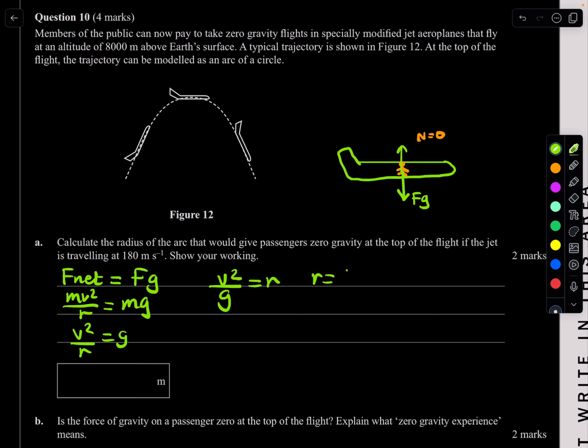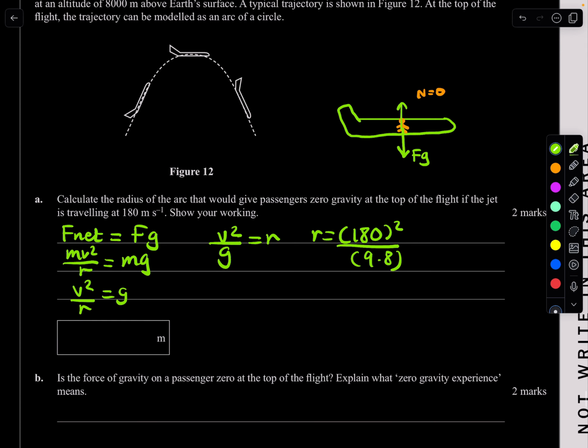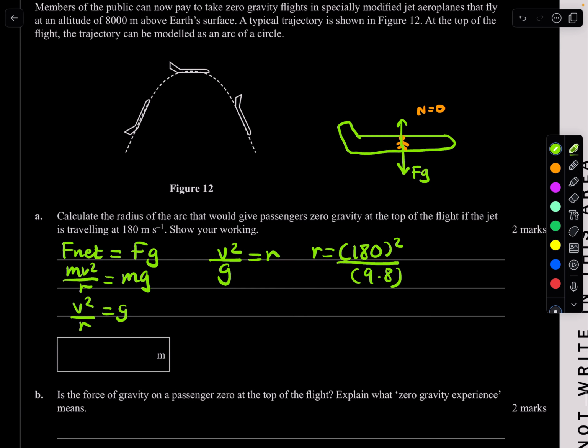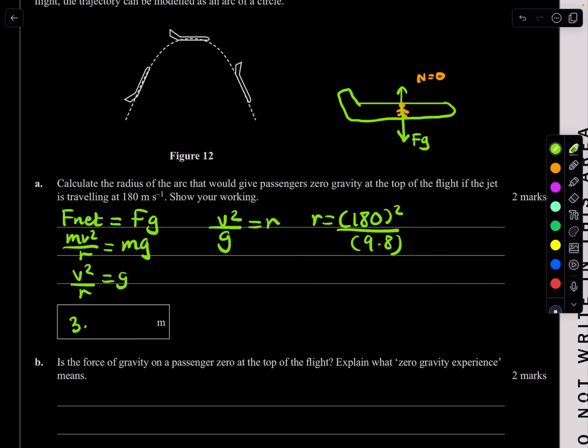So r, what's your velocity? It's just 180 squared over your g value, 9.8. Let's get that. Writing that gives you a big number, but I want to make sure it's to 3 significant figures, the smallest I've used here. So 3.31 times 10 to the power of 3 meters.